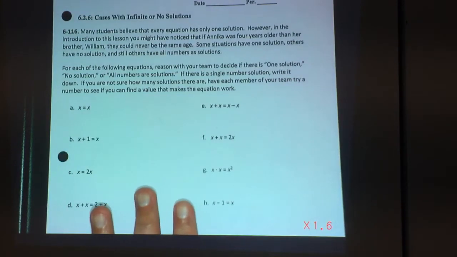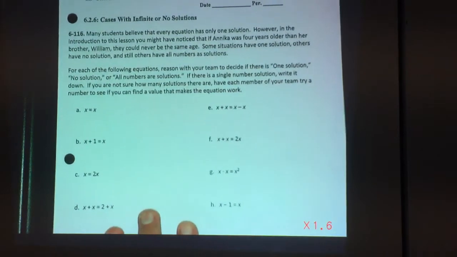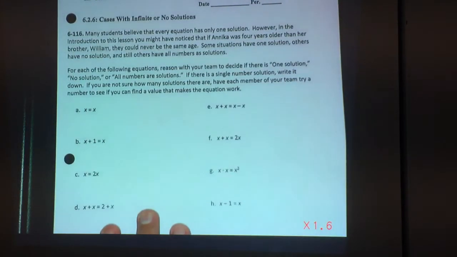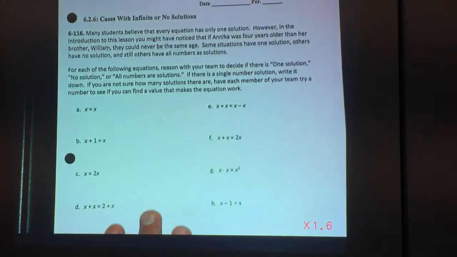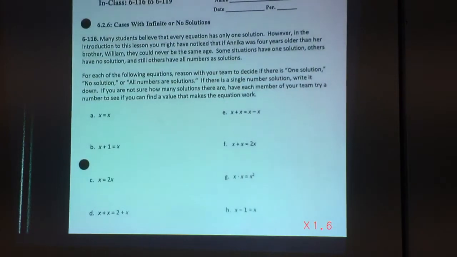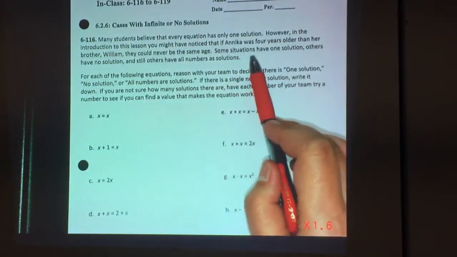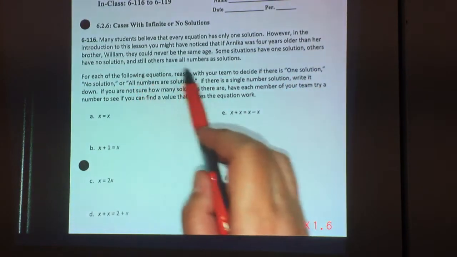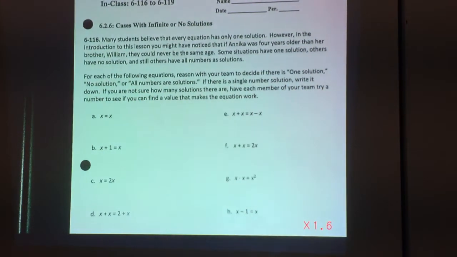6.2.6, cases with infinite or no solutions. Many students believe that every equation has only one solution. However, in the introduction to this lesson, you might have noticed that if Annika was 4 years older than her brother William, they could never be the same age. Some situations have one solution, others have no solution, and still others have all numbers as solutions.